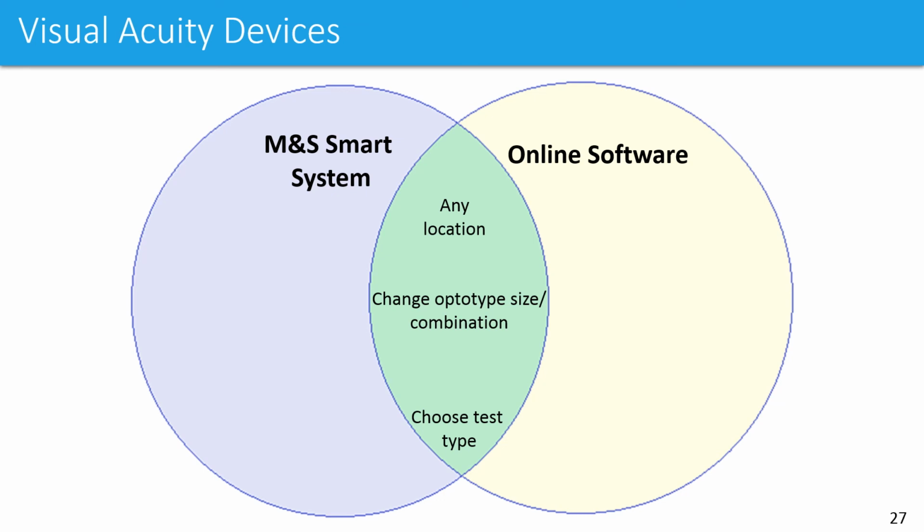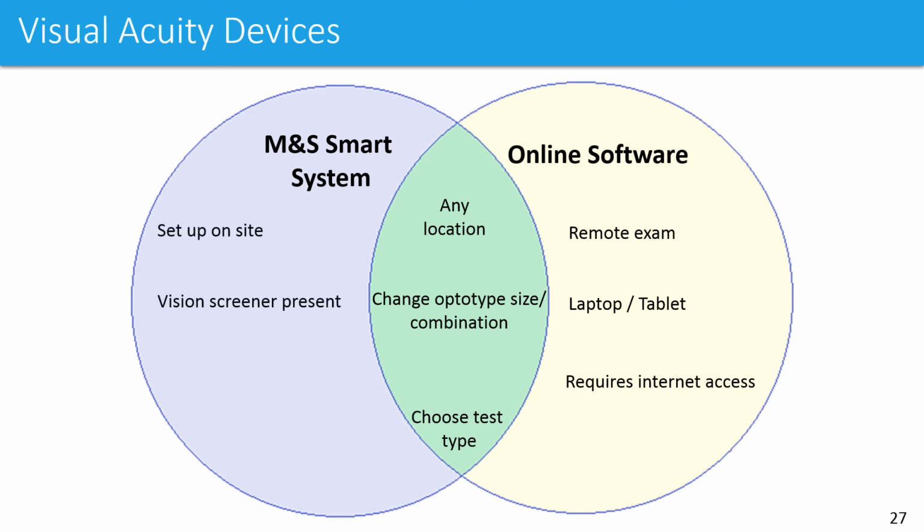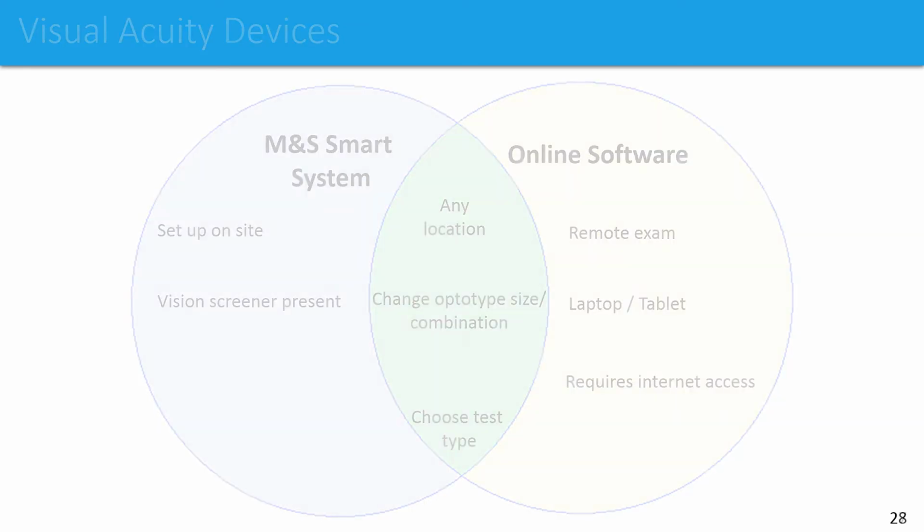The online vision screening software can be performed remotely on an electronic device such as a laptop or a tablet equipped with a webcam, and does not require the physical presence of a vision screener. The disadvantages include the online vision screening software requires access to the internet. Certain devices such as the M&S system must be set up at the screening location, so the vision screener must be present. This concludes the module Assessing Distance Visual Acuity.